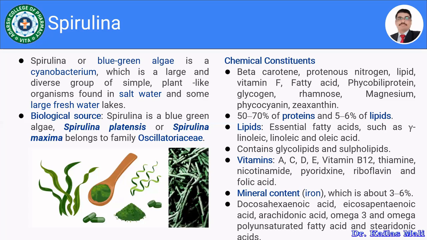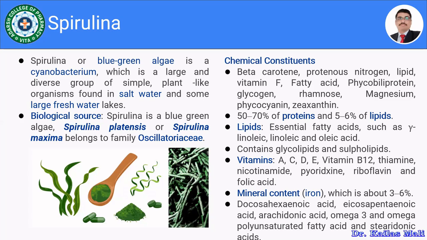Spirulina, also known as blue-green algae, is a cyanobacterium, which is a large and diverse group of simple plant-like organisms found in salt water and some large freshwater lakes. Look at the image so that you will understand how spirulina looks.